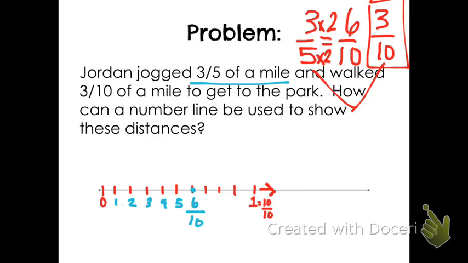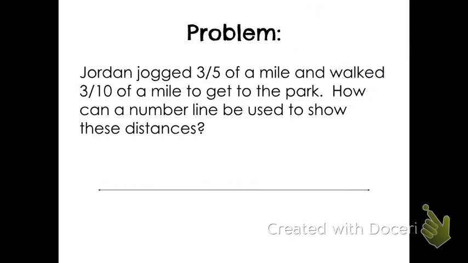He walked for 3/10 of a mile. If the problem were asking me to say how far away the park was, I would want to add 3/10 to my 6/10. But in this problem, all I need to do is say where on my number line 3/10 and 6/10 would be. So that's where I have this part and this part right here. Again, make sure you have those on your number line as well.